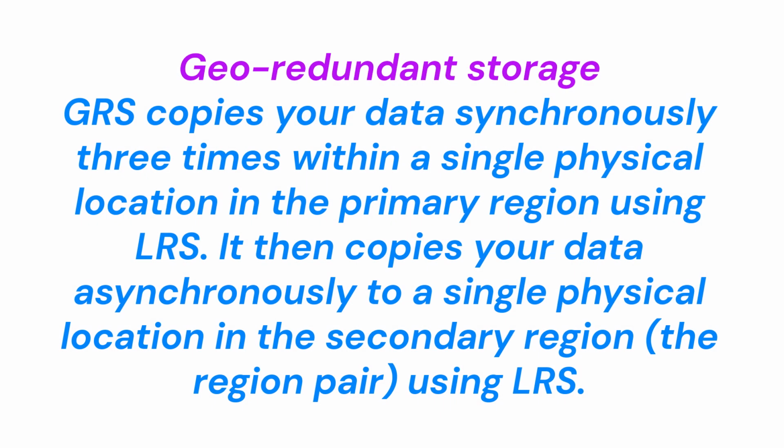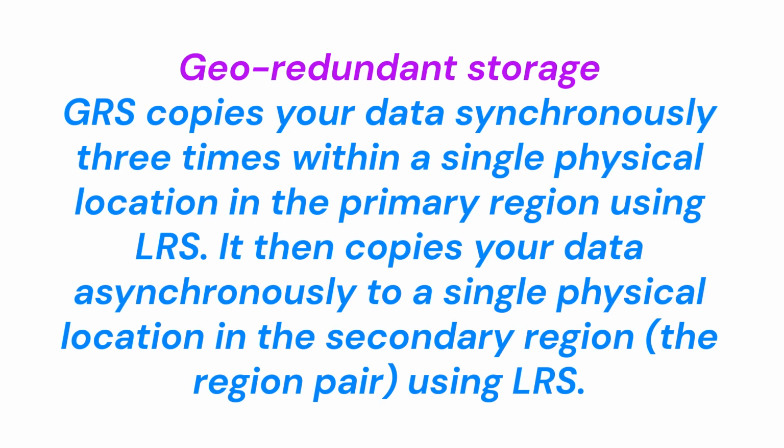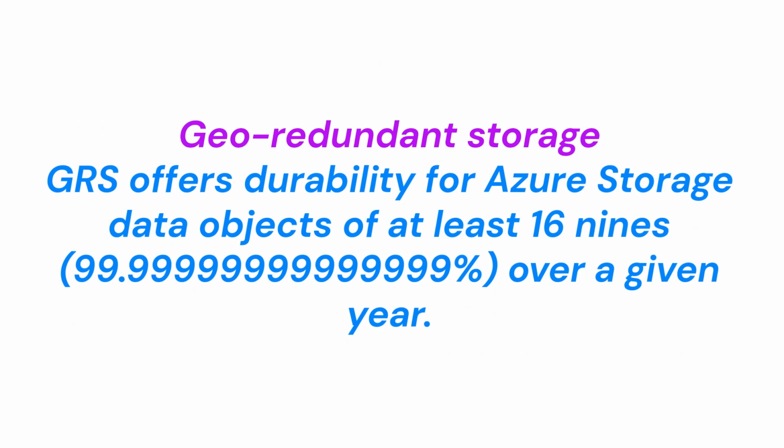Geo-redundant storage. GRS copies your data synchronously 3 times within a single physical location in the primary region using LRS. It then copies your data asynchronously to a single physical location in the secondary region, the region pair, using LRS. GRS offers durability for Azure storage data objects of at least 16 nines, 99.99% over a given year.